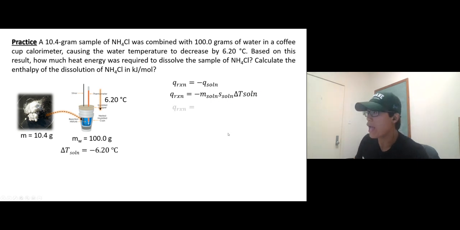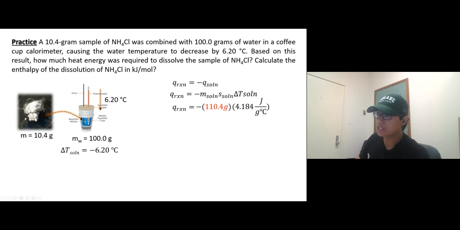All right. And now just plug in the mass of the solution. So this is the mass of water and the ammonium chloride combined. So it's not just 100 grams anymore. It's 100 plus 10.4. All right. So watch out that for the specific heat of the solution, we still use the specific heat of water because we assume that the solution is still dilute. So the property of water doesn't change as much. So just keep 4.184. That's for water. And delta T is negative 6.20 degrees Celsius.